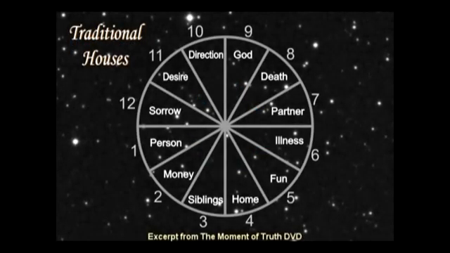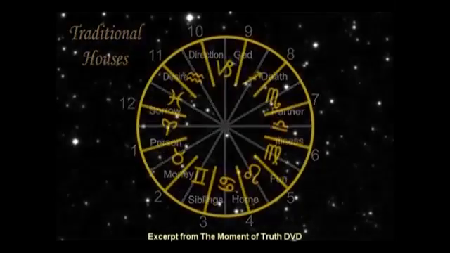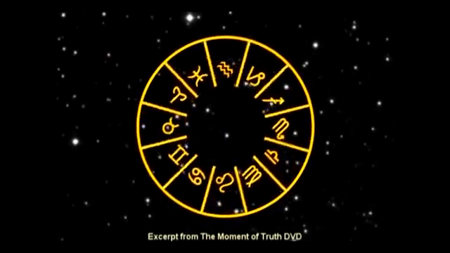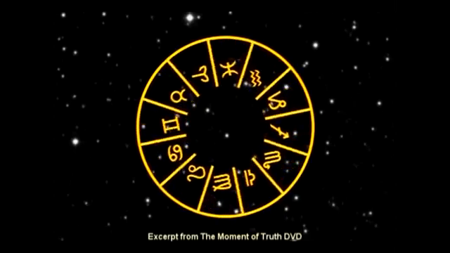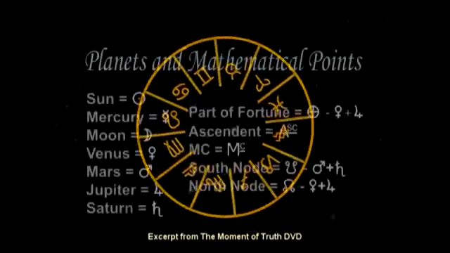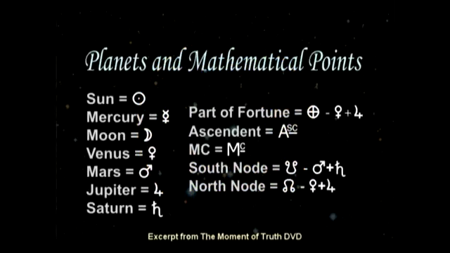The first basic chart has 12 fixed houses related to experience, and each number from 1 to 12 tells us the department or area of life by which that experience will take place. This wheel never moves. It is a fixed matrix. And there are the 12 signs of the zodiac that act like adjectives to change the meaning of each house throughout the day. And the 7 planets, 5 mathematical points, namely the north and south node, the ascendant, midheaven, and part of fortune.